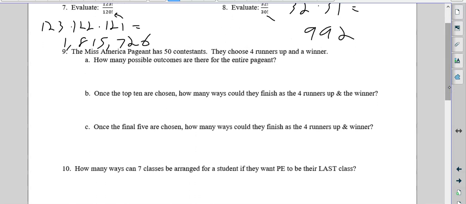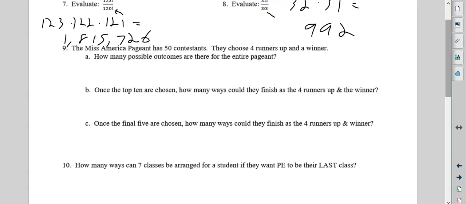All right. The Miss America pageant has 50 contestants. A little difficulty talking there. They choose 4 runners-up and a winner. How many possible outcomes are there for the entire pageant? Okay, well, all right, so there are 50 contestants. Order obviously matters, so there's an NPR. And we're talking about 4 runners-up and a winner. So they're choosing 5 different winners, basically.